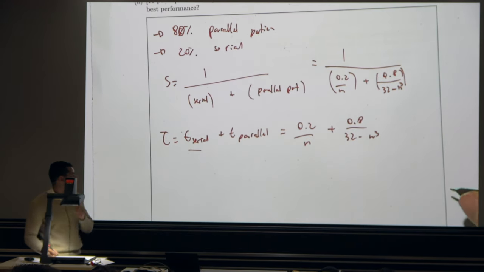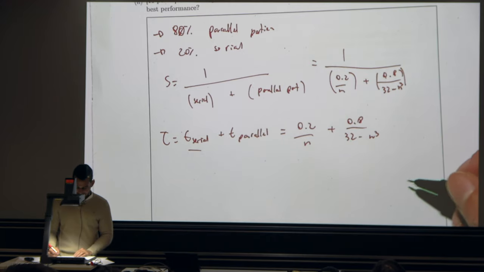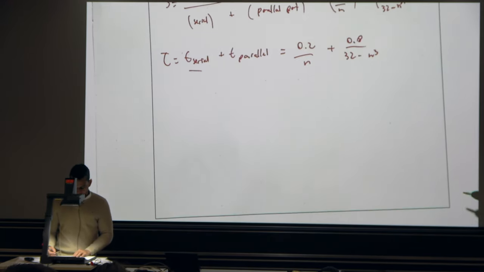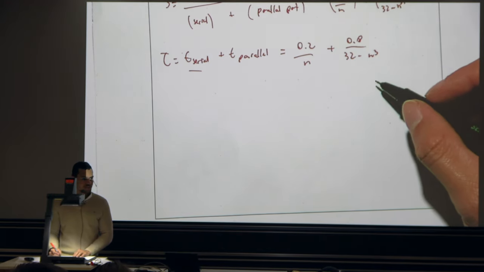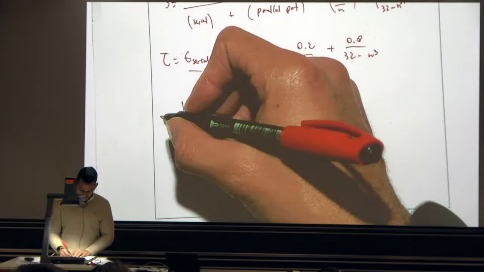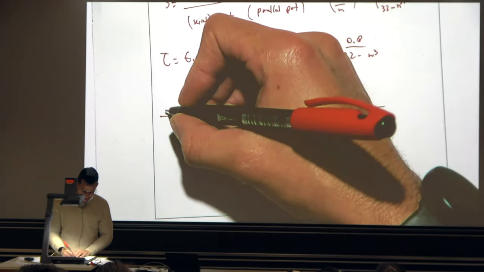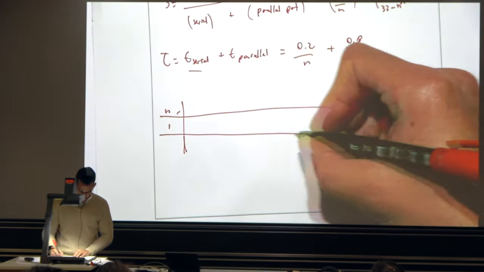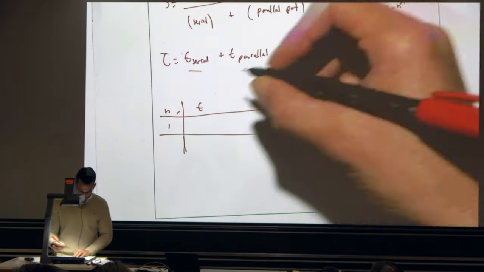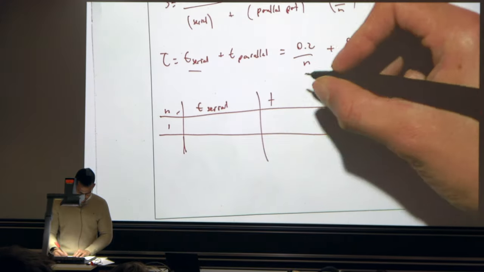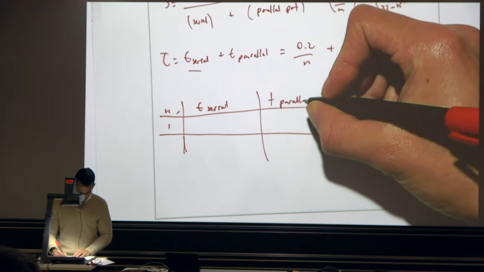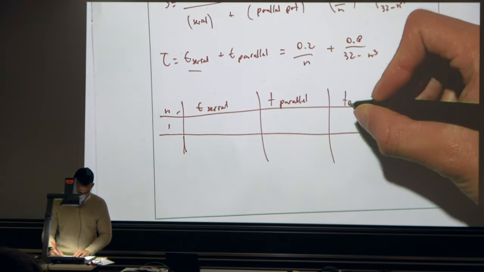Then you need to find out which values of n give you the best time, the smaller time. For this, what we do in the solutions is test different values of n. So here, for example, you have n equal to 1, and then you're going to have the time for the serial part, the time for the parallel part, and the total time.